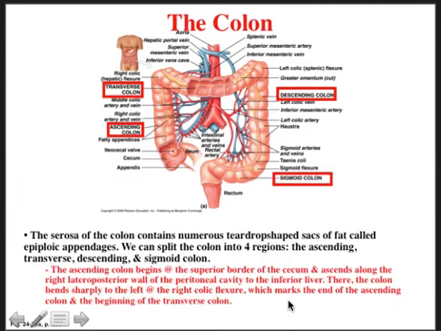The ascending colon begins at the superior border of the cecum and it ascends along the right lateral posterior wall of the peritoneal cavity to the inferior portion of the liver. Okay, so the liver would be right about there. There the colon bends sharply to the left at the right colic flexure, and this marks the end of the ascending colon and the beginning of the transverse colon.